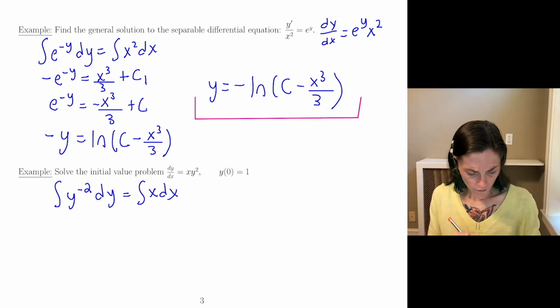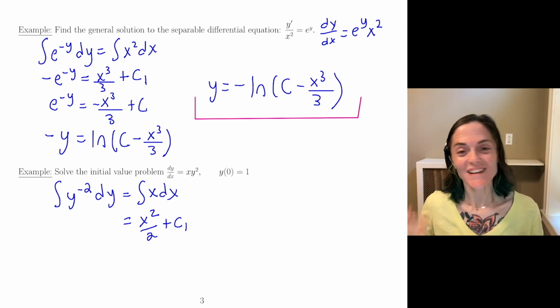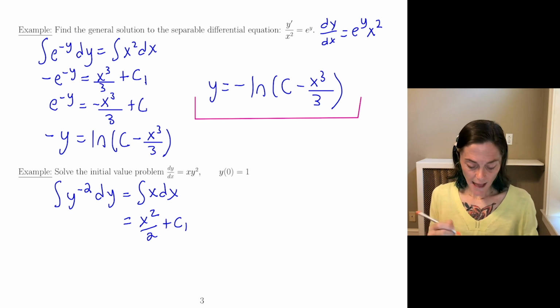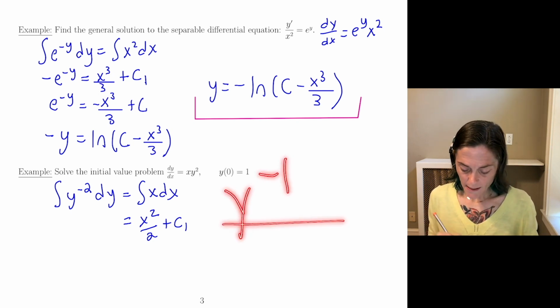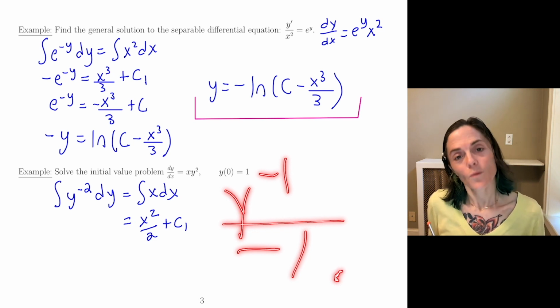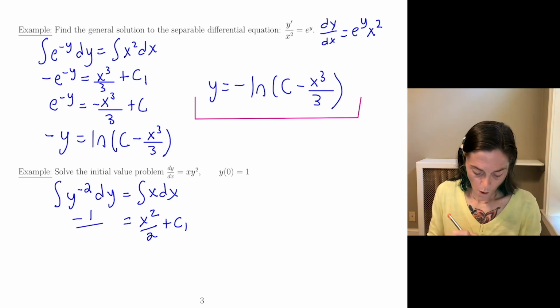So maybe I'll start over here. Right-hand side is x squared over 2 plus, maybe I'll call it c1. Again, you could call it c, it's just a constant. Now the left-hand side, we would have y to the minus 1 over minus 1. This is just negative 1 over y.